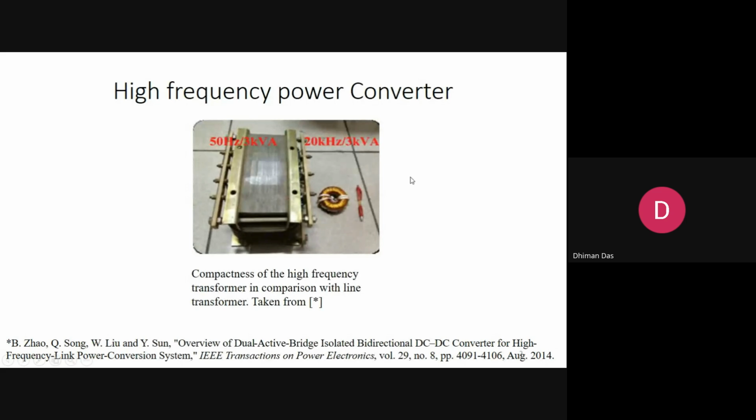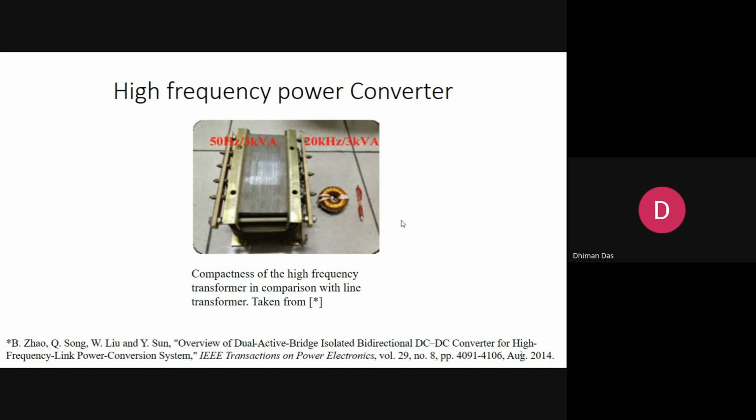With the development of new SiC devices or GaN devices, we can operate the converter at very high frequency. The switching frequency is no longer a limitation nowadays. In very old days, we used to operate using transistors and conventional MOSFETs, IGBTs and all. There, the frequency of operation is limited to 20 kilohertz, 50 kilohertz. But nowadays, with the development of GaN, the switching frequency can go up to 1 megahertz also.